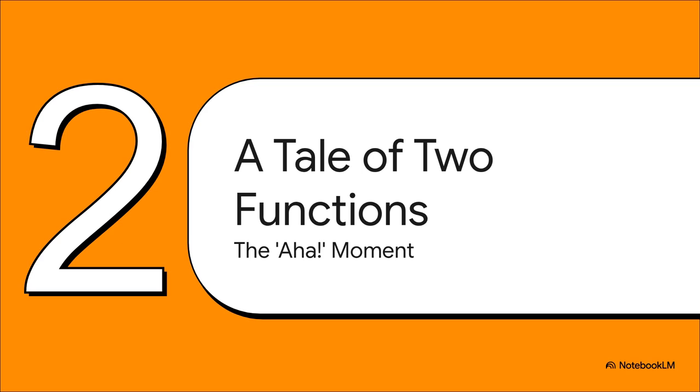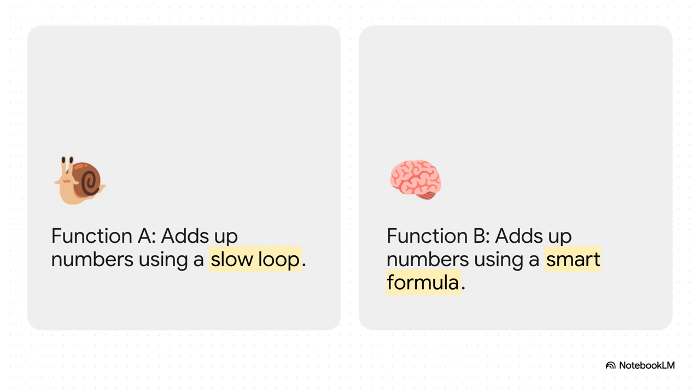All right, this is where it really gets good. The absolute best way to understand this is to see 2 different approaches to the exact same problem side by side. Get ready for that aha moment. So the job is pretty simple. Add up all the numbers from 1 to some number n. Now, function A does it the way you or I might do it. It just loops through one by one, adding each number to the total. But function B, well, function B is clever. It uses a little math trick to get the answer instantly.